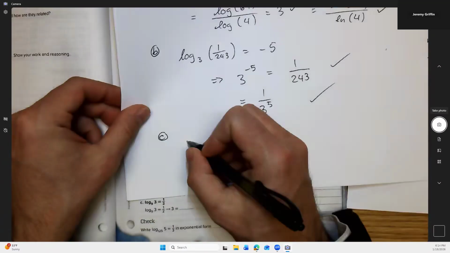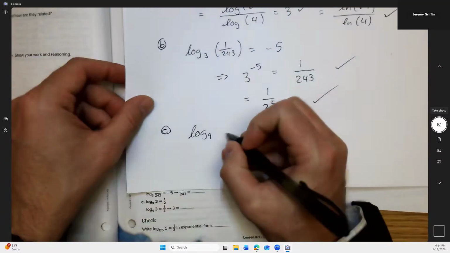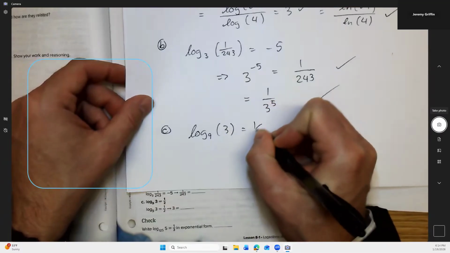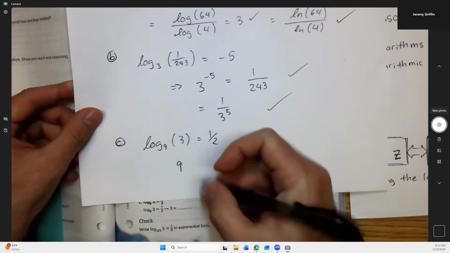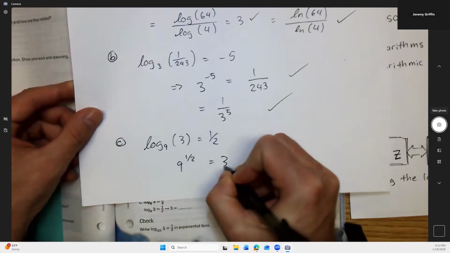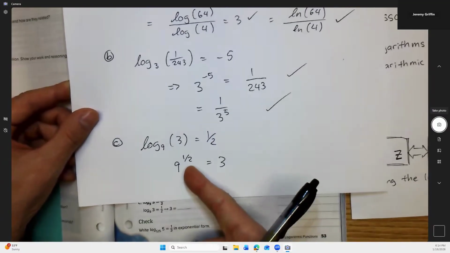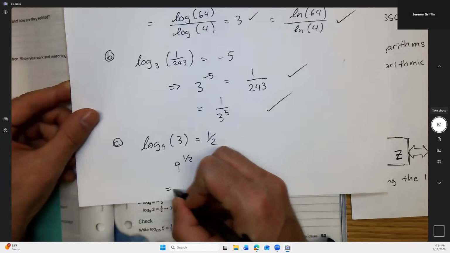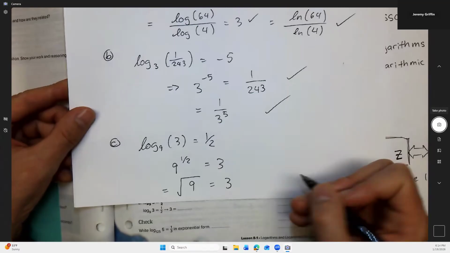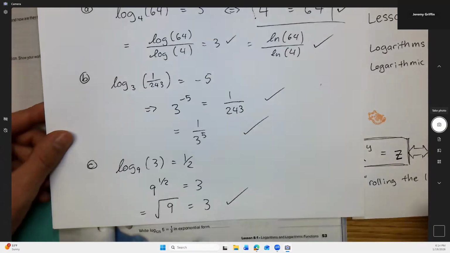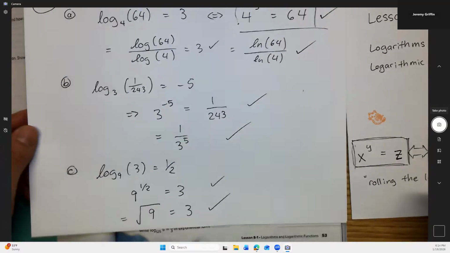Okay, so what's example C? We got log base 9 of 3 equals 1/2. Same as the last couple, I'm going to take this base 9 and put it to the power of the other side, 1/2, and that should be equal to 3. Oh, the 1/2 power is actually kind of special. Isn't that a square root? So the square root of 9 is equal to 3. Is that true? Is the square root of 9 equal to 3? Yeah, totally is. Check, check. This is all working out.